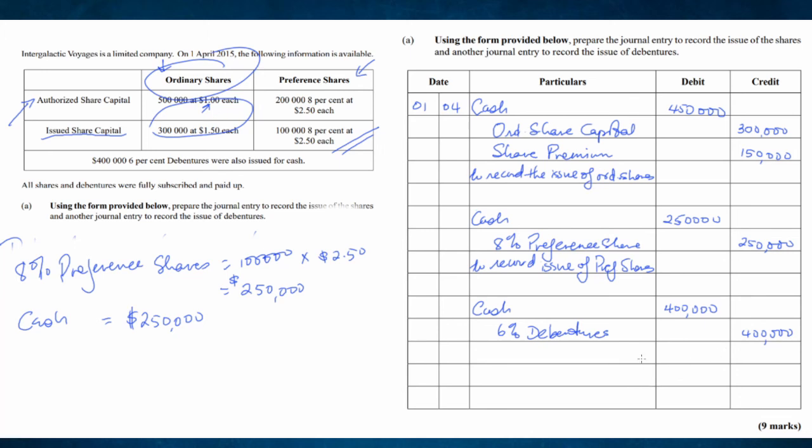Okay, so here we have our journal entries being recorded. We of course put a little narration. Sometimes a question may ask you for a narration. This one didn't ask, but we'll do it at least for practice to record issue of debentures. All right, so this was for 9 marks. Hopefully you get all of that 9 marks allocated to this question.